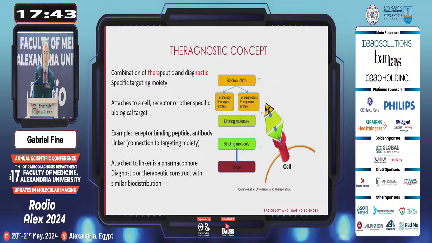So this is the concept. You have a combination of your therapeutic and diagnostic specific targeting moiety. Let's look at the image here. We've got our combination of either therapeutic or diagnostic imaging agents. For therapy we can have a beta or alpha emitter, or for diagnostics beta or gamma. We have this linker, a binding molecule, then our target. This diagram is showing that you can interchange the diagnostic agent with the therapeutic.